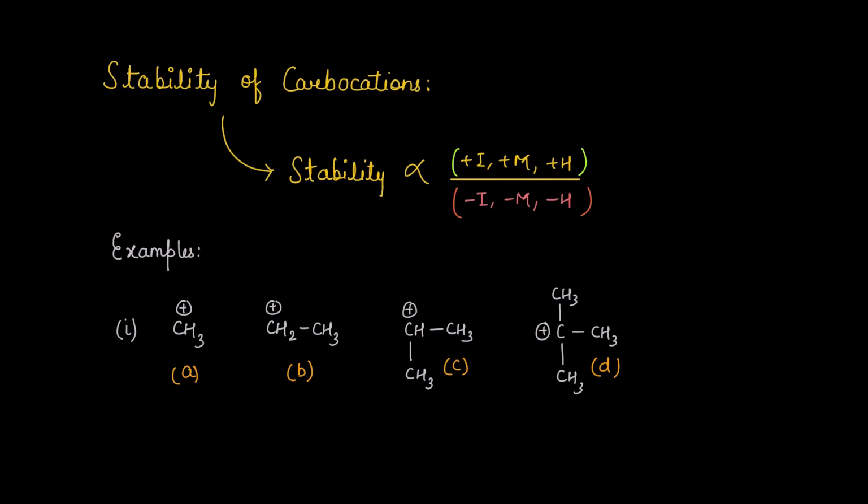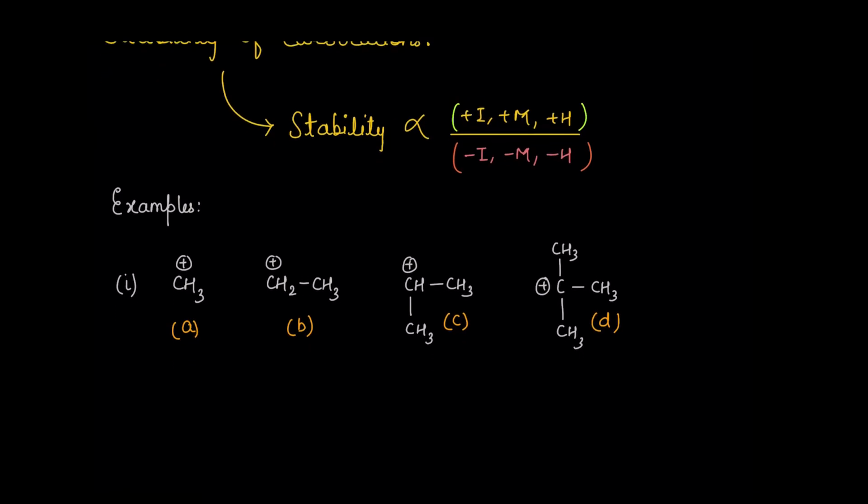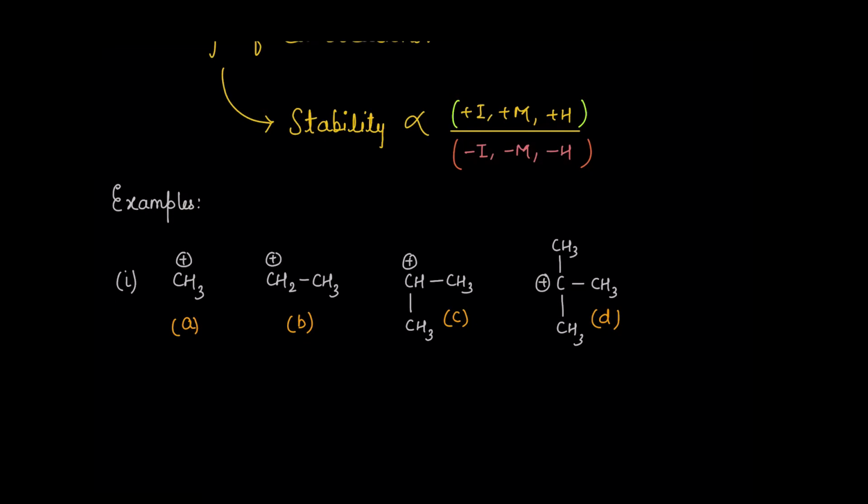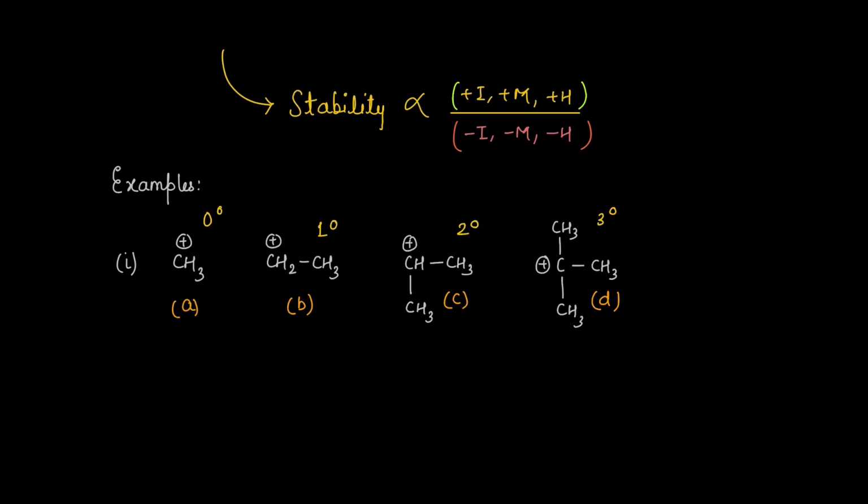First of all, in the first question we have 4 different carbocations. Here we have a 0° carbocation. Here it's primary, it's secondary, and 3°. First is methyl, then ethyl, then isopropyl, then we have tert-butyl carbocation. If we have to determine the stability, we can simply say that 3° is more stable than 2°, than 1°, than 0°, but we'll look into this.